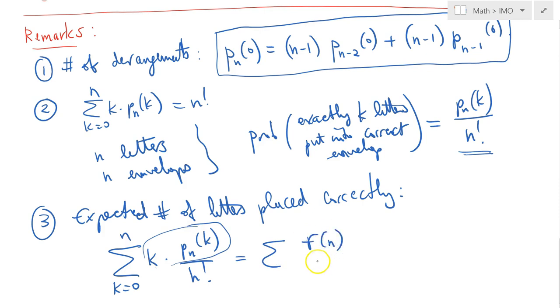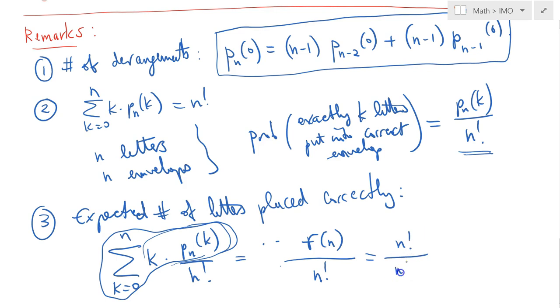right? Oh, sorry for that. Yeah, so the whole thing is f of n, my bad. So f of n over n factorial would be, as I said, the expected number of letters that are placed correctly. But f of n we just established is equal to n factorial, so that thing is equal to 1.